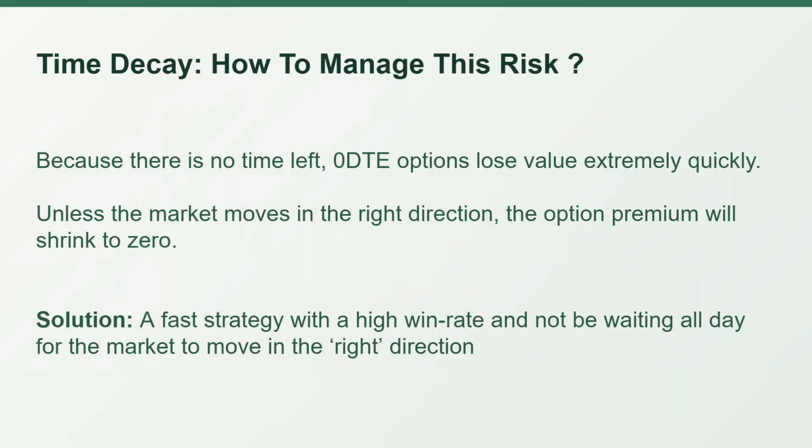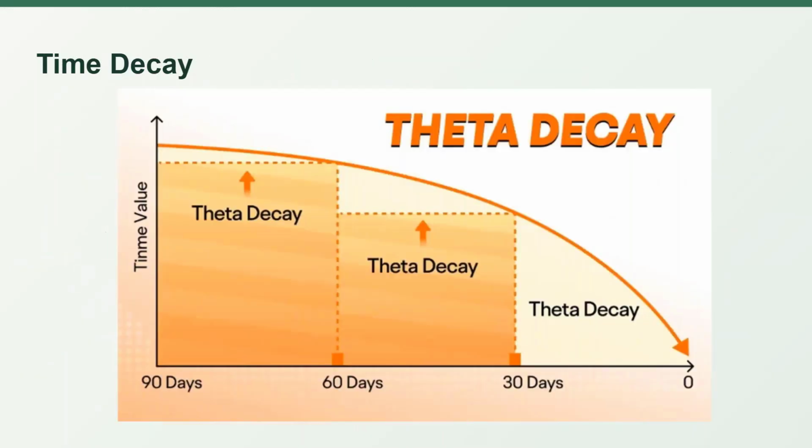So the solution to this is having a fast strategy with a high win rate. Obviously, a high win rate's nice, but if you can get the direction right within a few minutes or so, that really helps avoid this major problem of time decay. The worst thing that can happen is the underlying just goes sideways for a significant period of time, and you just lose value from the theta decay.